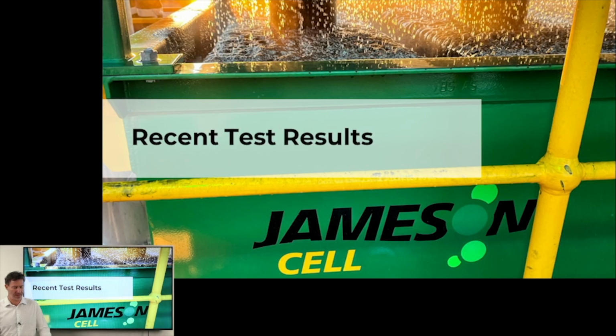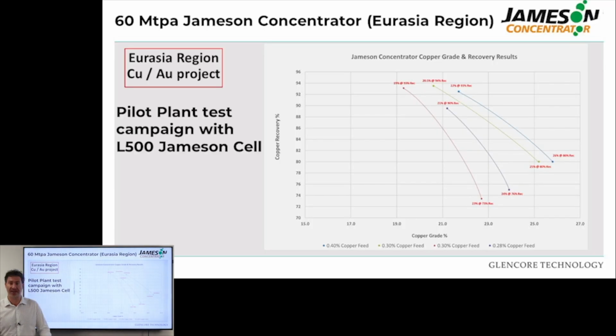Now, I'd like to show you some interesting recent test results. 60 million tons per annum Jameson Concentrator gold copper project in the Eurasia region. So we did some pilot plant test work with L500 Jameson cells. The circuit recovery was over 90% at about 19 to 20% grade, at different grades. And it's a full circuit. So very good results. Again, final grade concentrate at that high recovery.